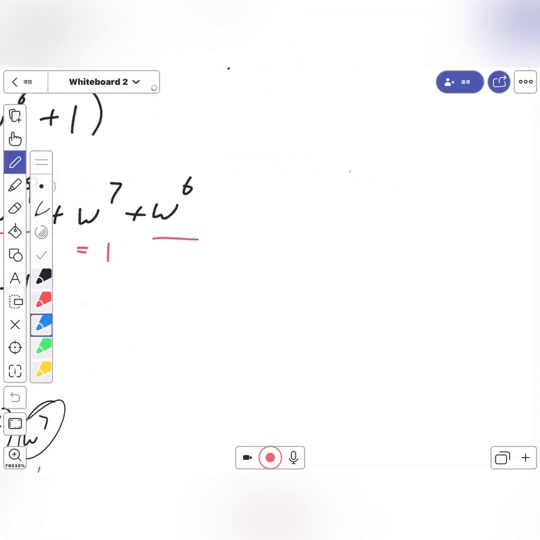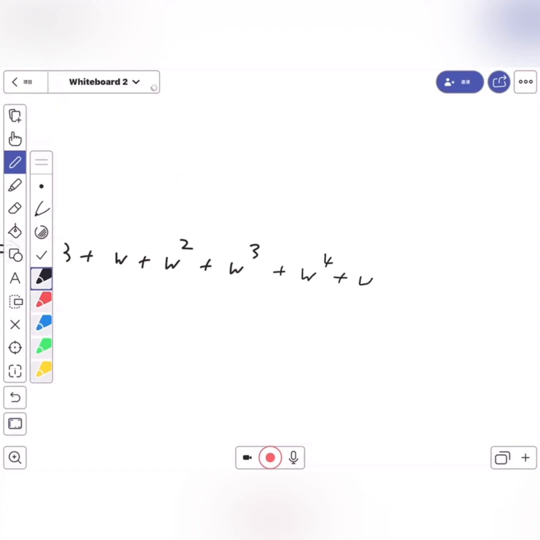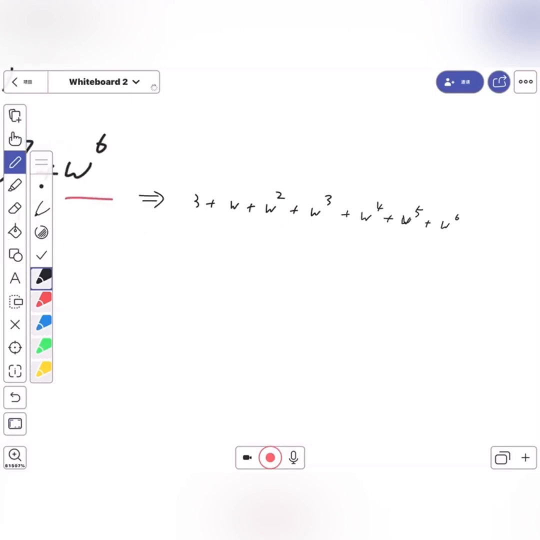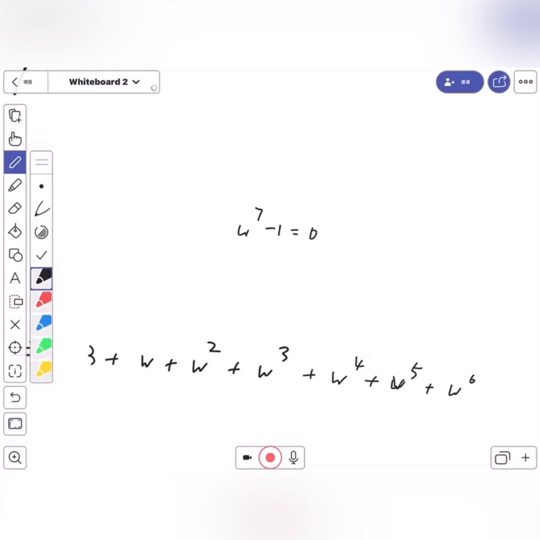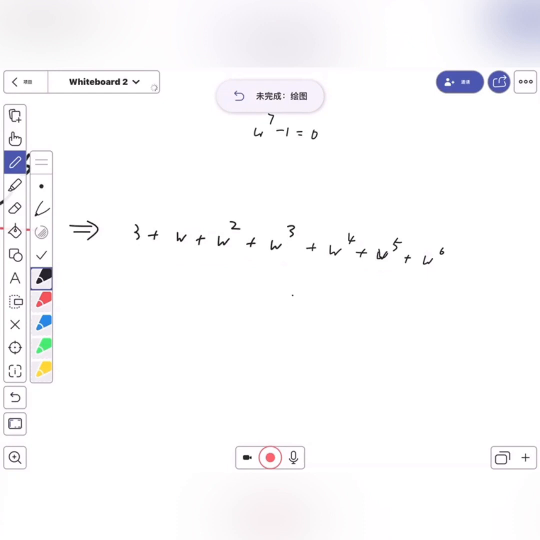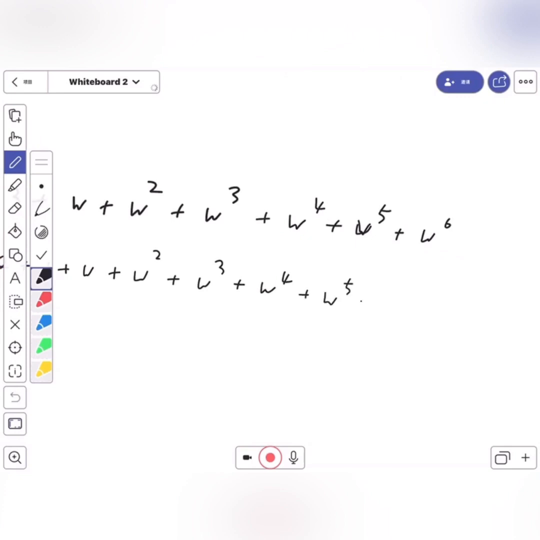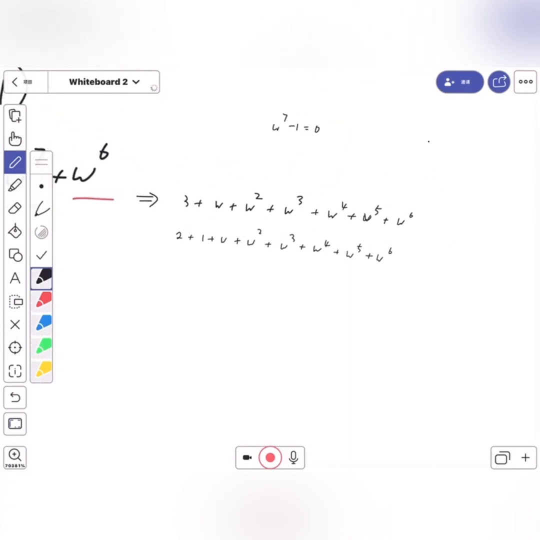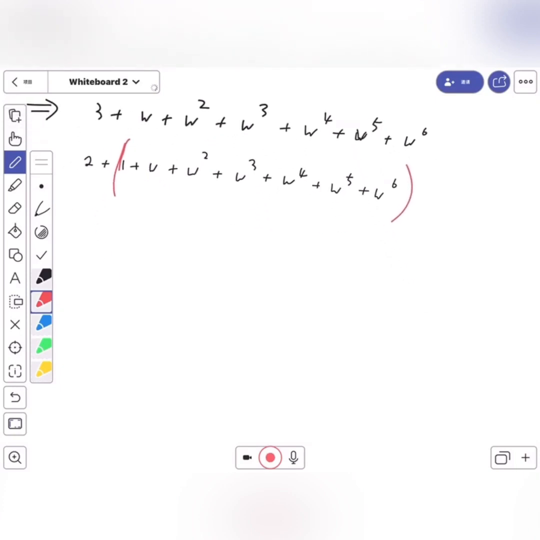So we can rewrite this entire thing as 3 plus omega plus omega squared plus omega cubed plus omega to the 4th plus omega to the 5th plus omega to the 6th. Okay, so now can we possibly relate this to omega to the 7 minus 1 equals 0? Well, think about this. We can rewrite this as 2 plus 1 plus omega squared plus omega cubed plus omega to the 4th plus omega to the 5th plus omega to the 6th, since that is how we found it. And what is this? Does this kind of ring a bell? Well, yeah.